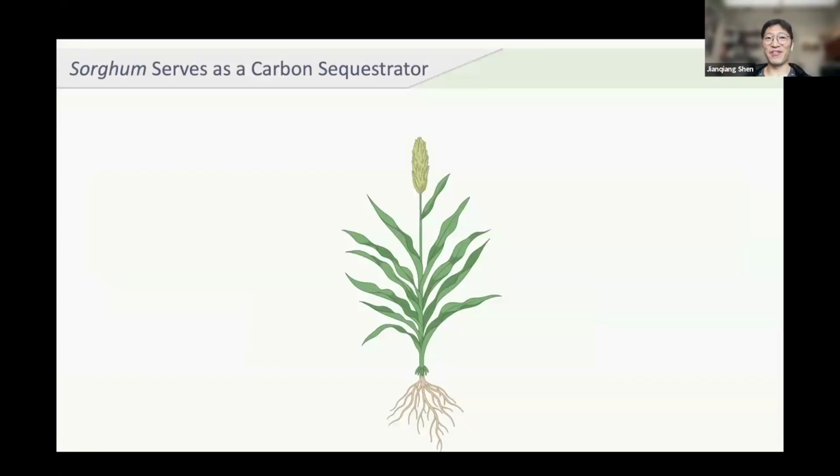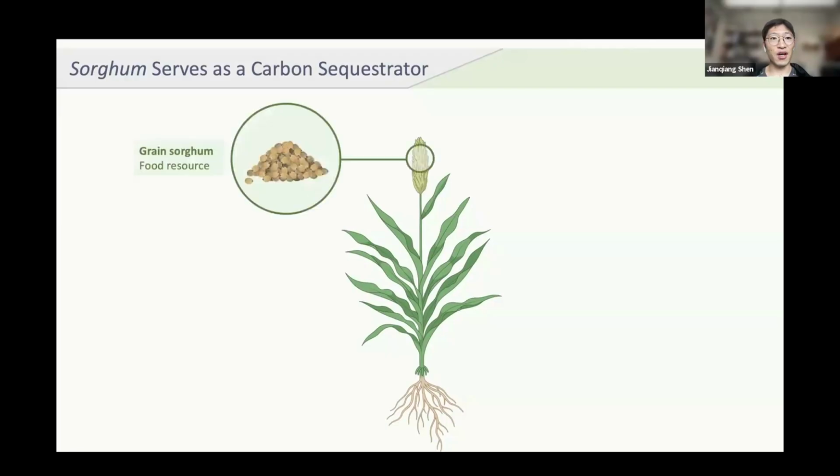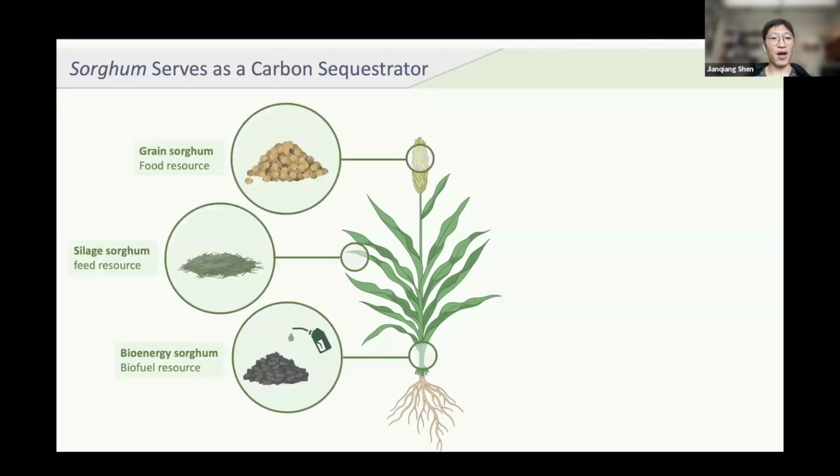Sorghum has been identified by the DOE as a flagship bioenergy crop, and it is notable for its high productivity on marginal land, even under climate-driven conditions such as low water and nitrogen availability. Sorghum is used as a food, feedstock, as well as a biofuel. And recently, we consider sorghum as a carbon sequestrator.